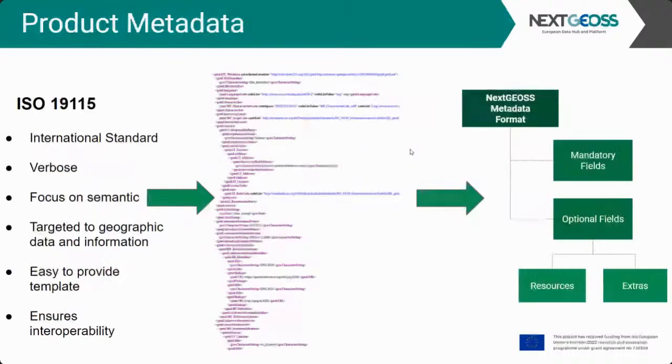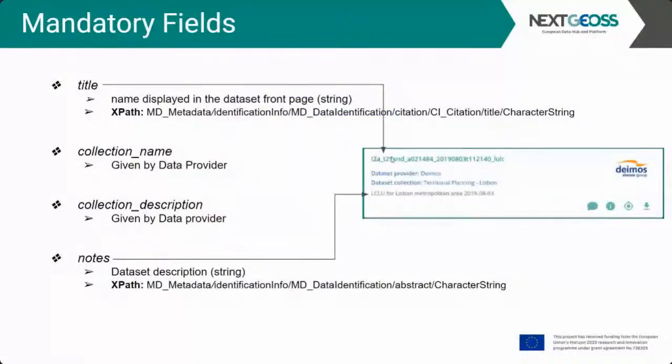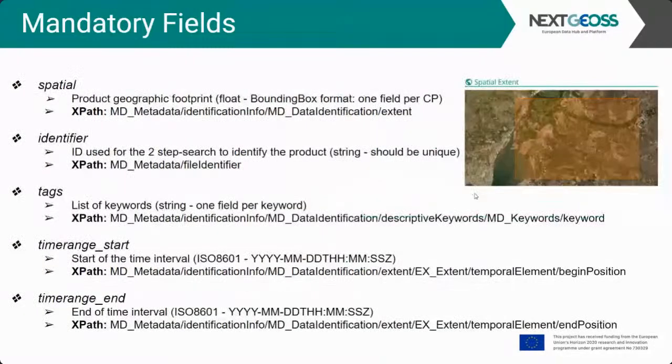So if you see in the first slide, we had a metadata product window here. In that window, the title is the title of your product file, and then you have the notes. That's also a string, and that's a short description of your data set that's given then in the NextGEOSS catalog here below.